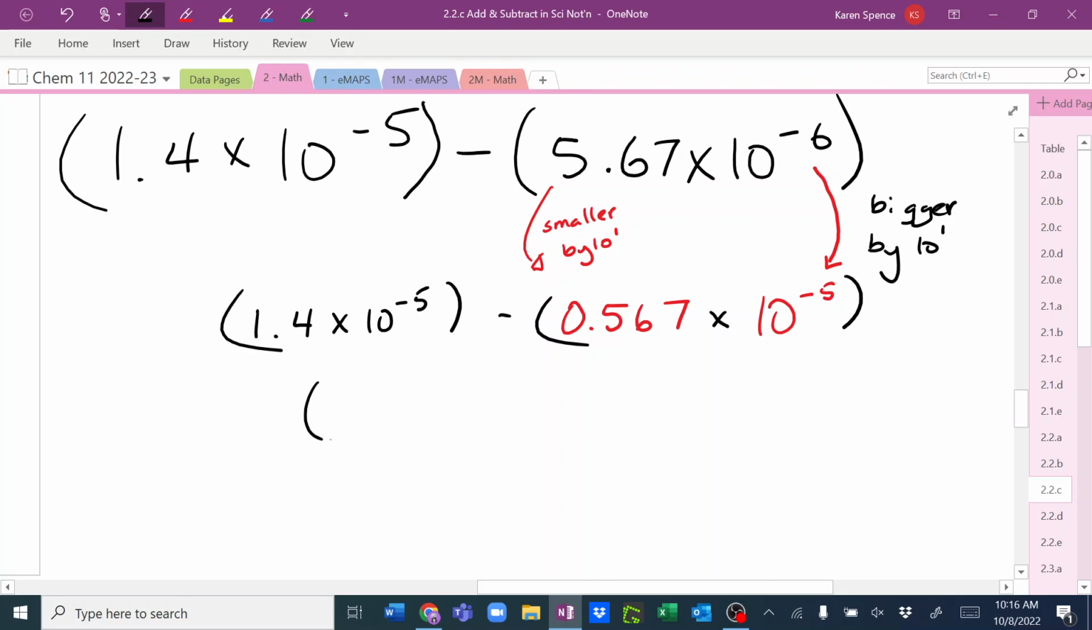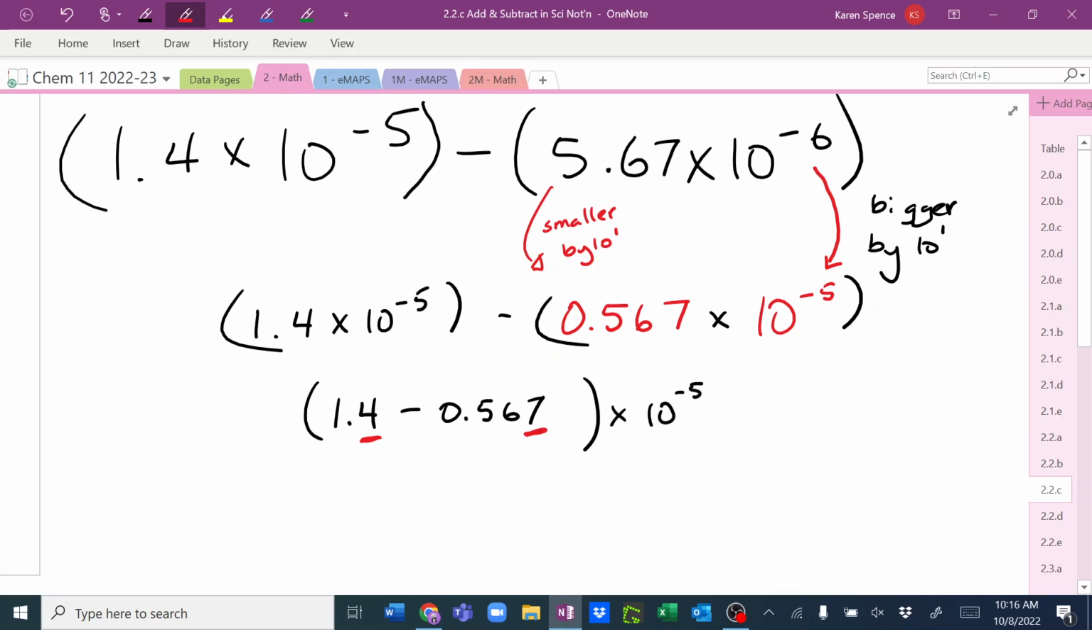And we are going to factor out the times 10 to the minus 5, which leaves us with 1.4 minus 0.567 times 10 to the minus 5. So here we go. We have our uncertain digit in the 4, and we have our uncertain digit in the thousandths. When I plug those numbers into the calculator, we get 0.833 times 10 to the minus 5.